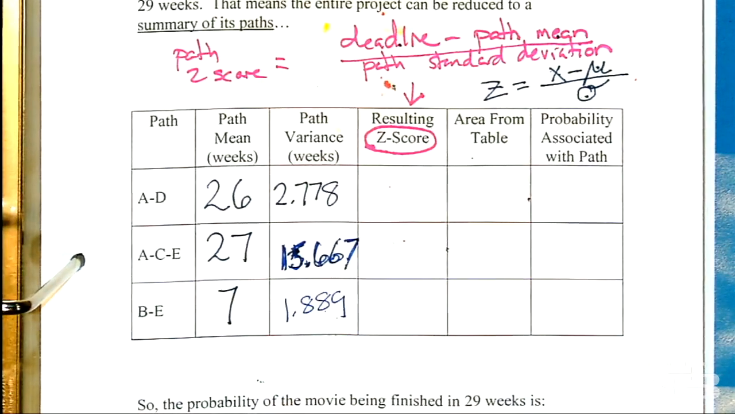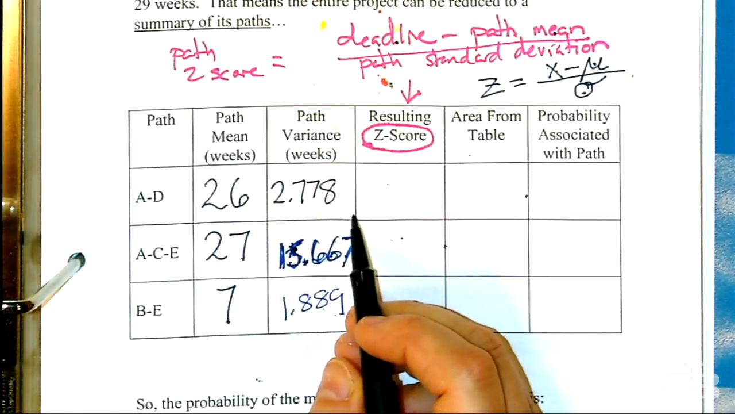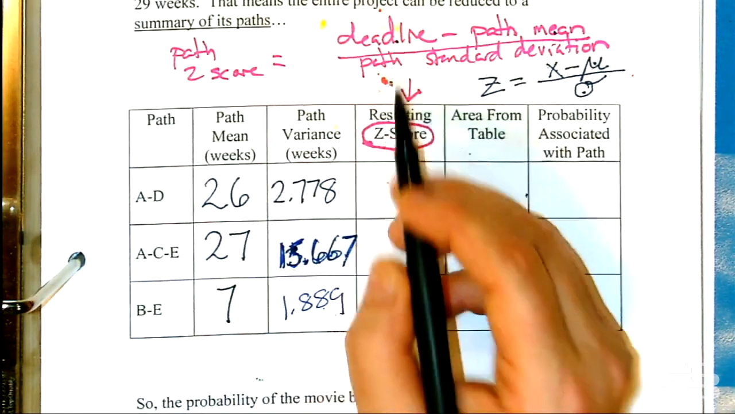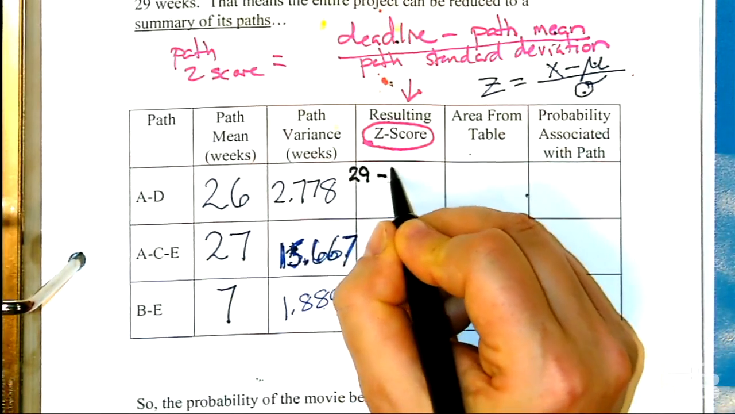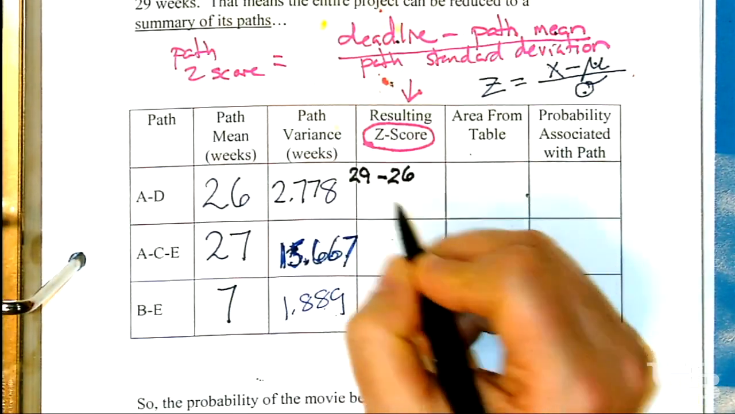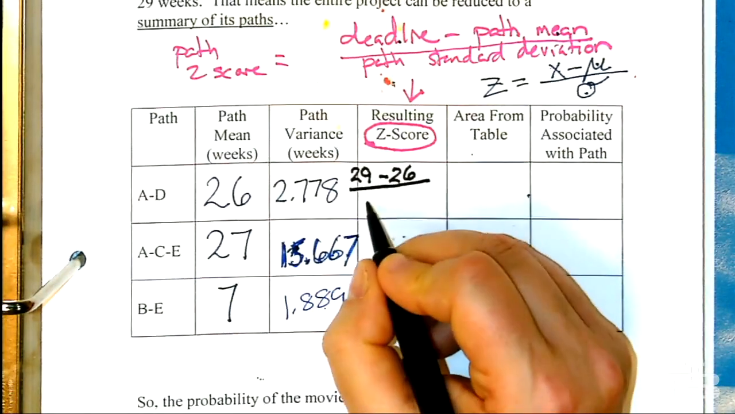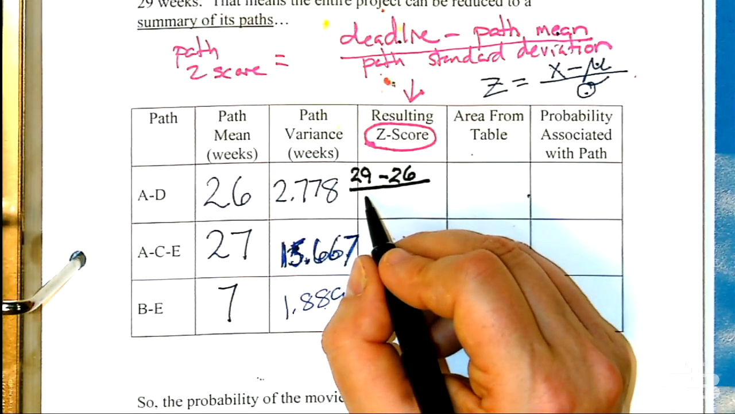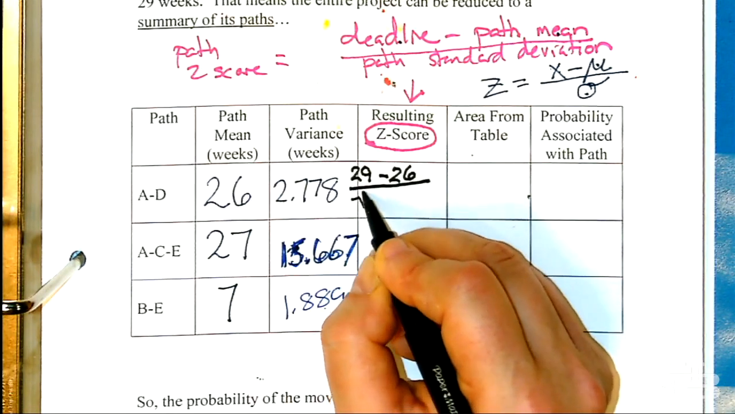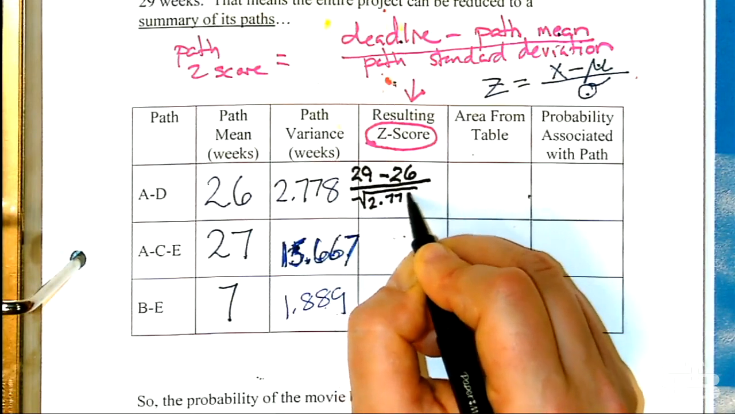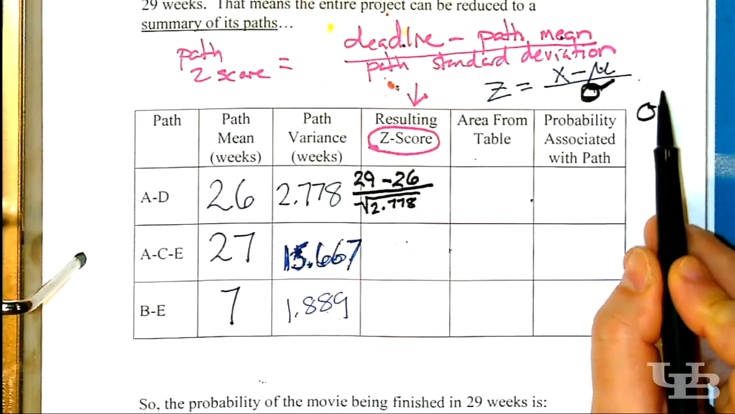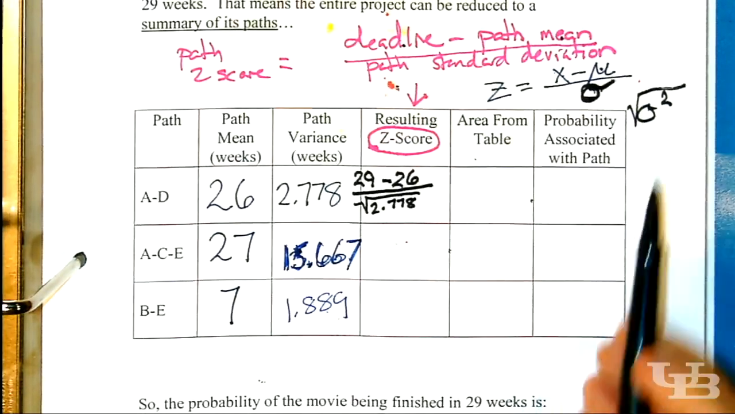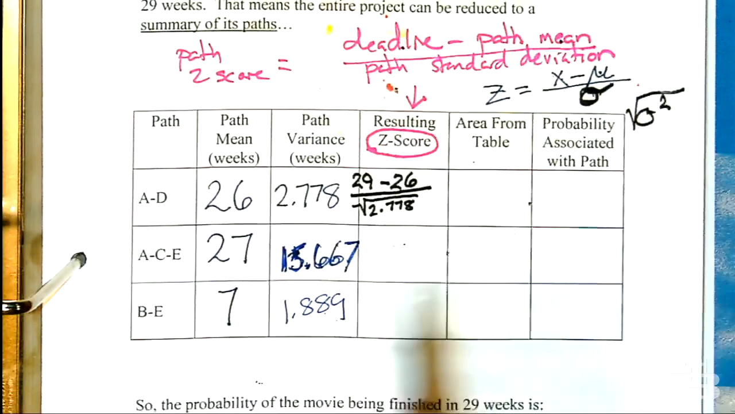Resulting z-score, oh, wait a minute, let's fill this out. I'm interested in the number 29, right? That's the deadline. Minus, if we're working on path AD, it's 26. Divided by the path standard deviation. What do I put there? So what should I write? Good, the square root of 2.778, because the standard deviation is the square root of the variance. That's why the variance is sigma squared.